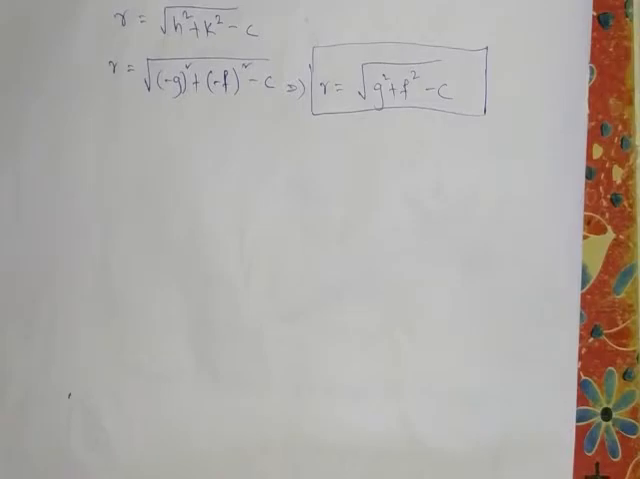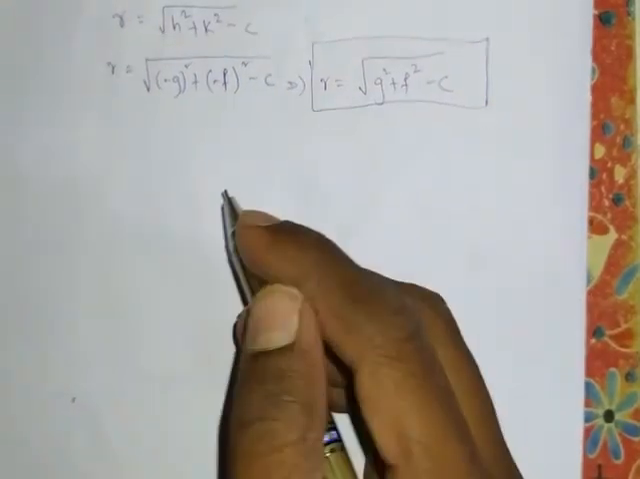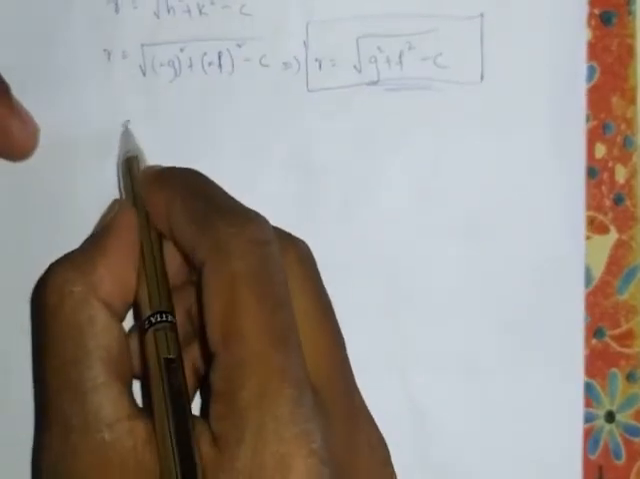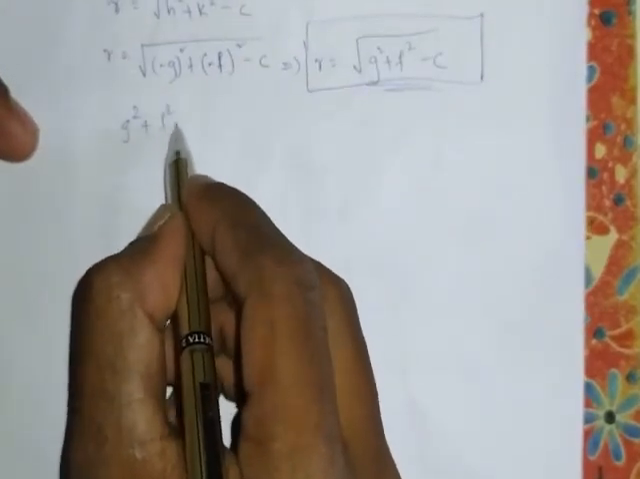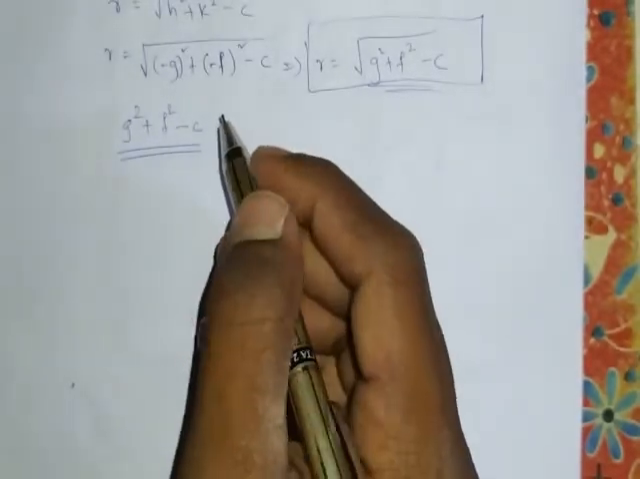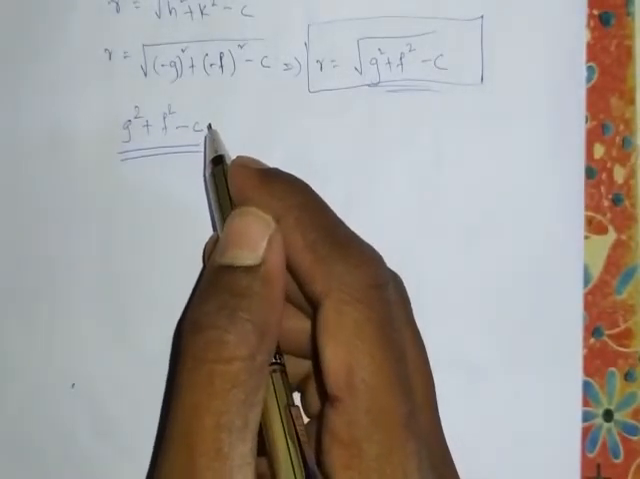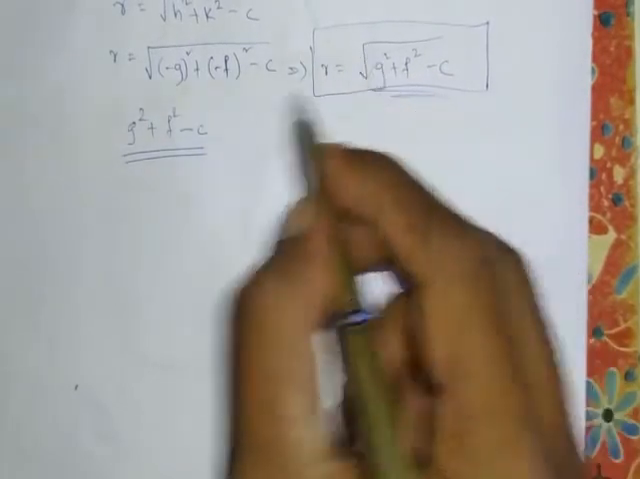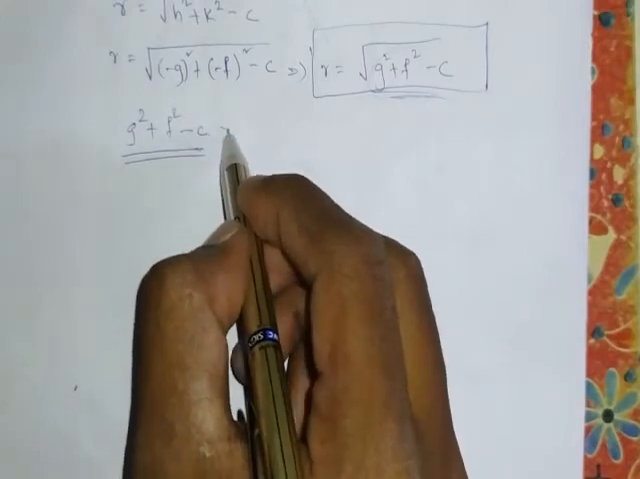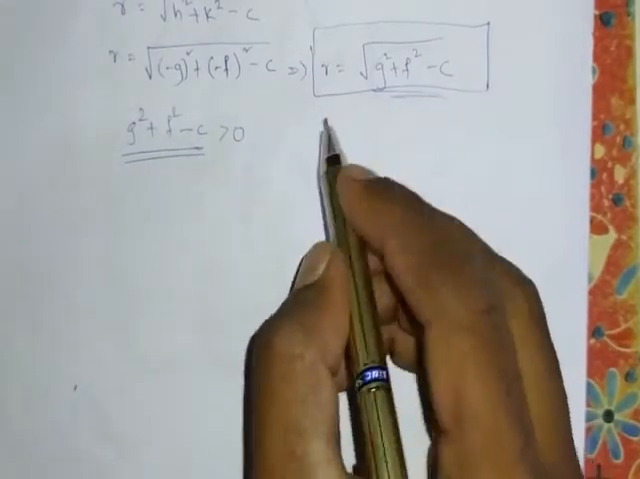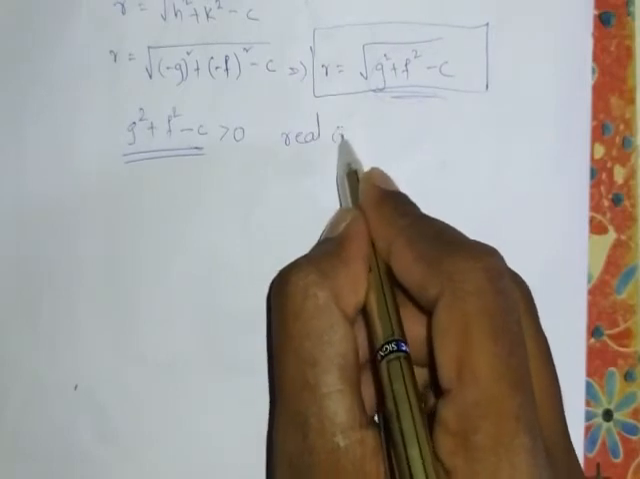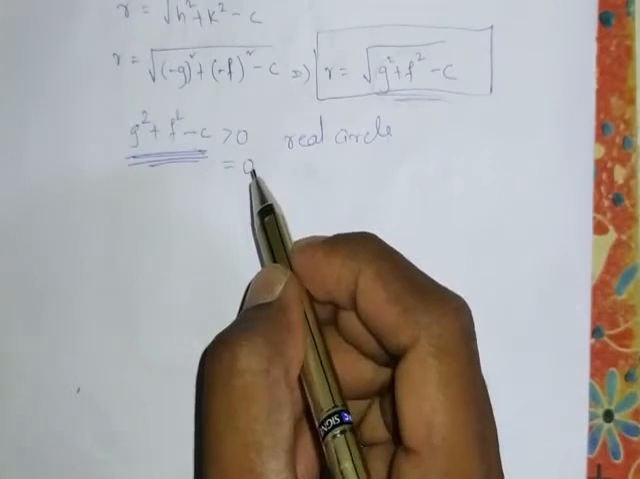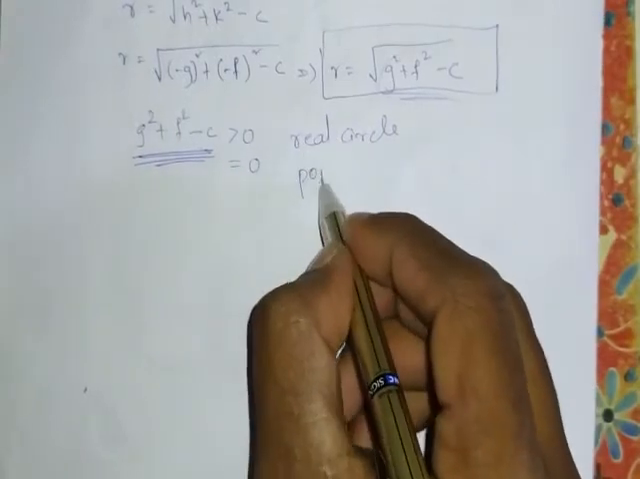Here there are some notes we can say. If this is the radius of the circle, let us consider g square plus f square minus c. The value of this is the square of the radius; if we take the square root, we get r. If this value is greater than 0, we can consider that circle as a real circle. If the value of this is equal to 0, we can consider that as a point circle.